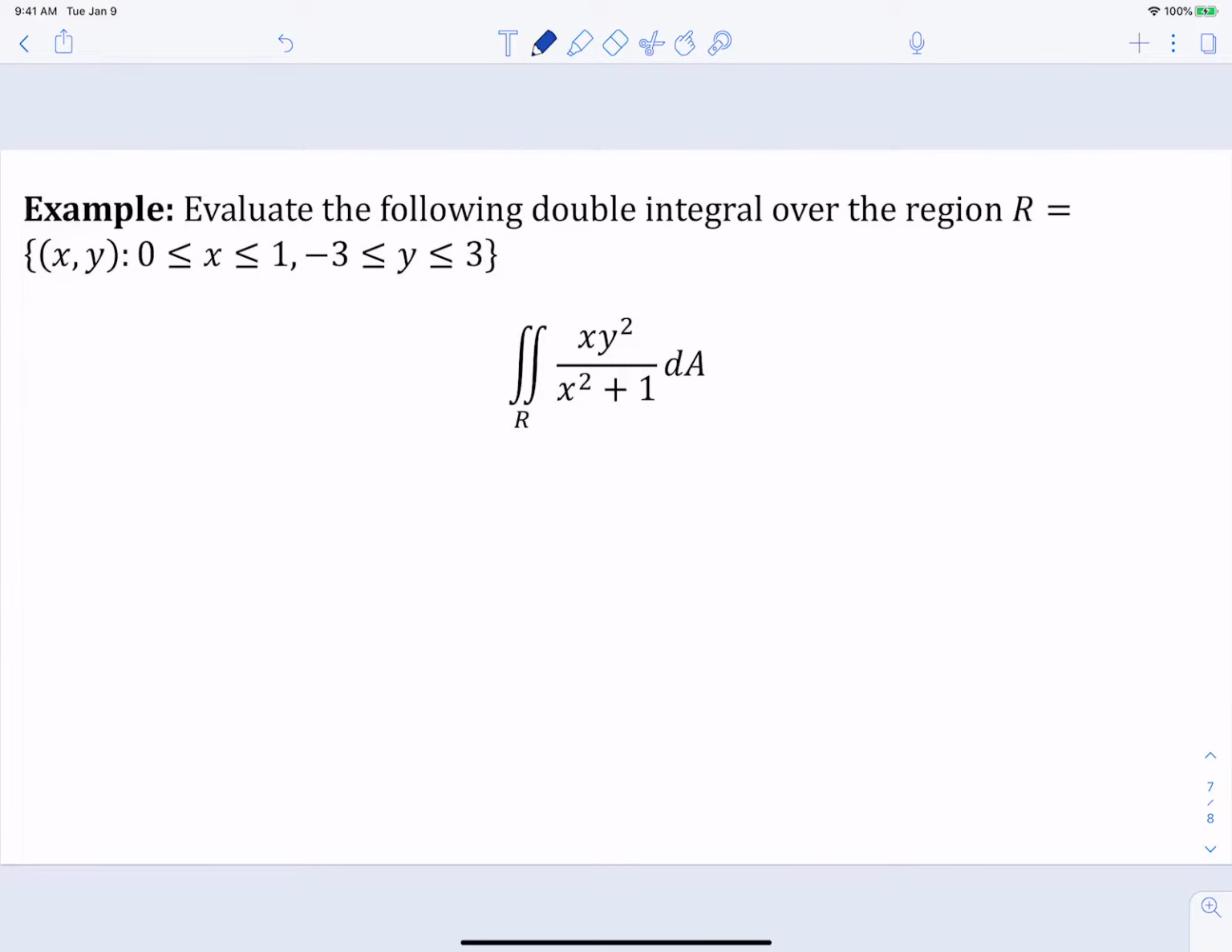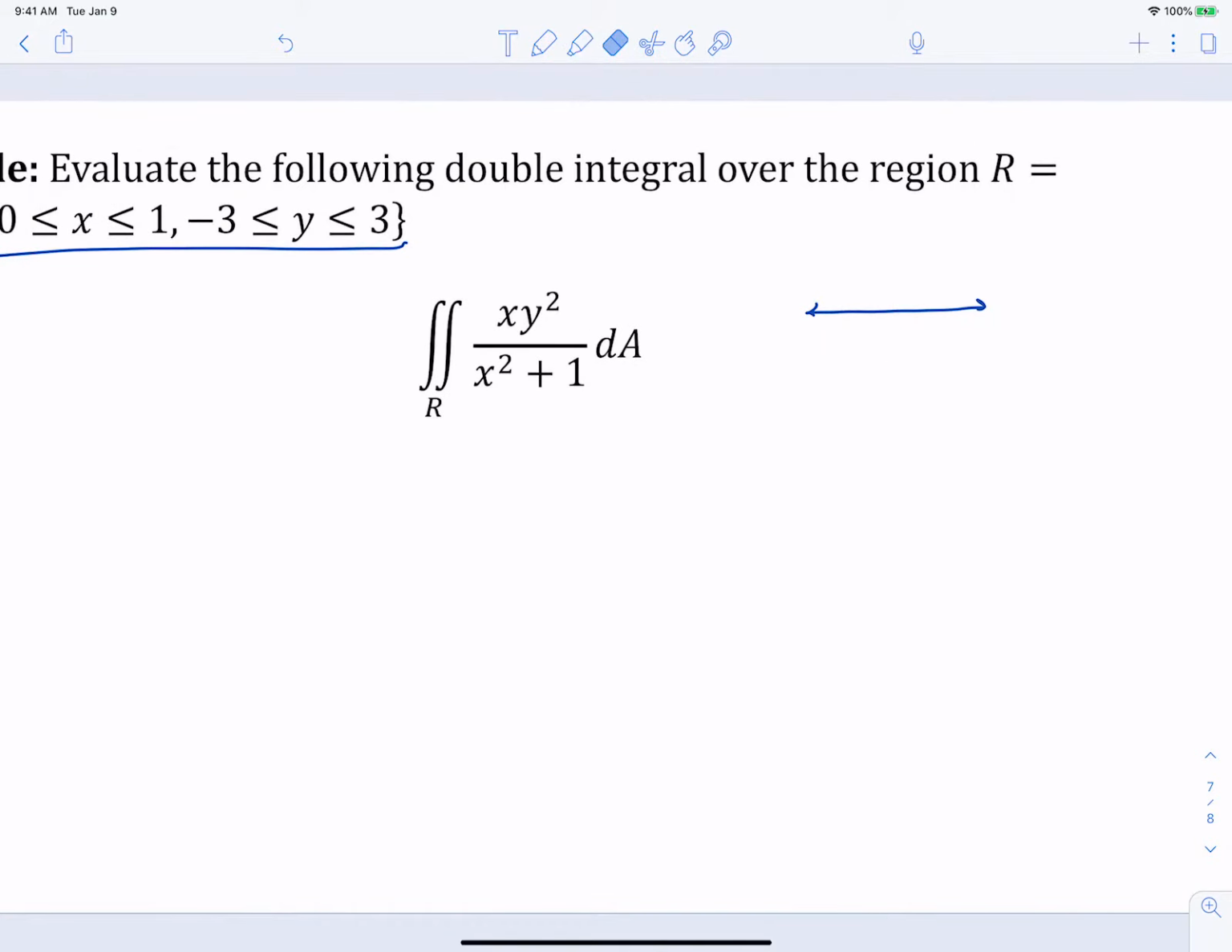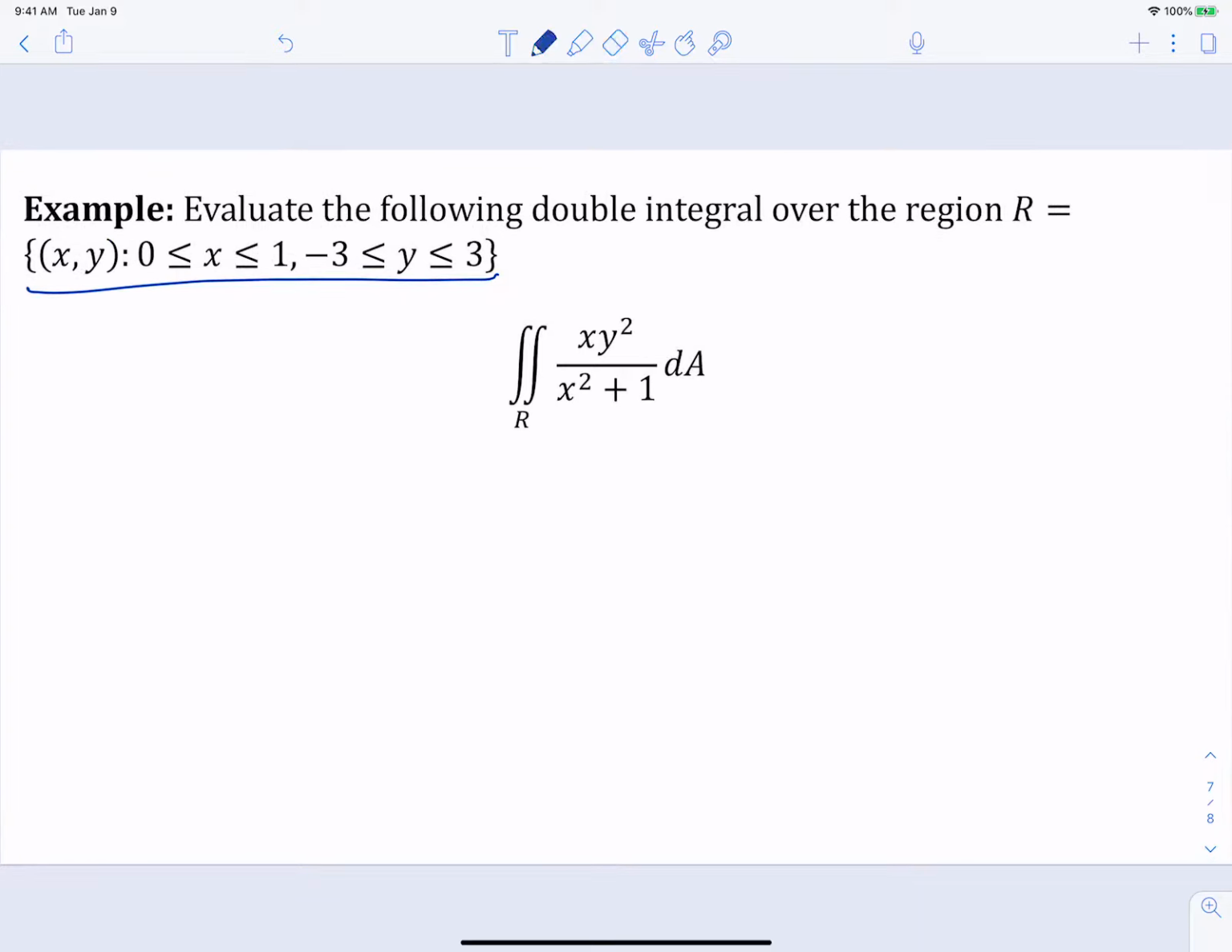So when we are given a question like this, where we want to evaluate the following double integral over a region, and they give us the region defined this way in set builder notation, and then we've got our integral, we can set this up to do it with respect to x first or with respect to y first. It really, really doesn't matter. The main thing that matters is that we've got our region set up correctly, and that we keep the limits of integration for y with y and the limits of integration for x with x.